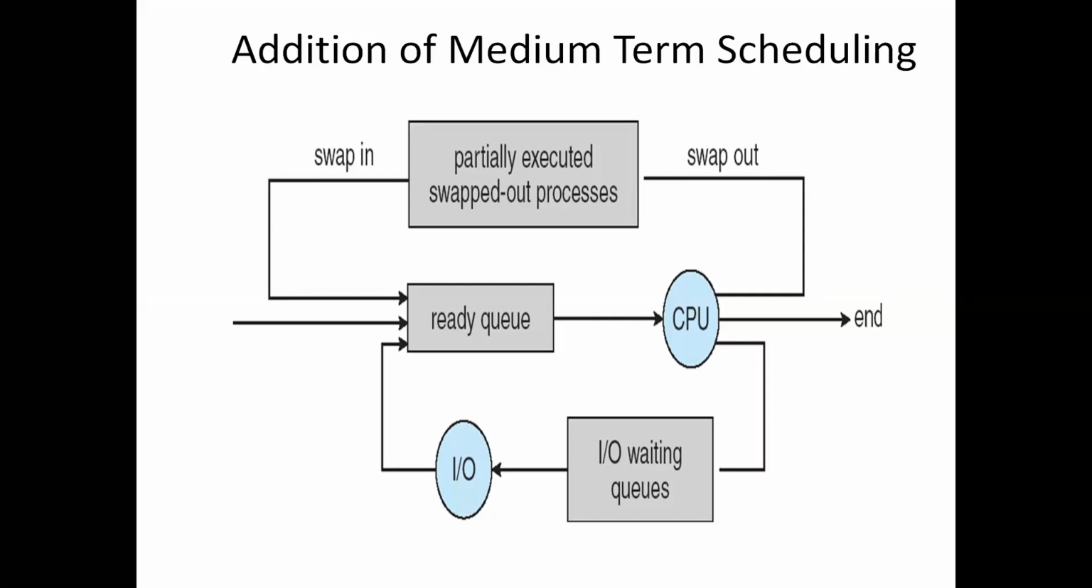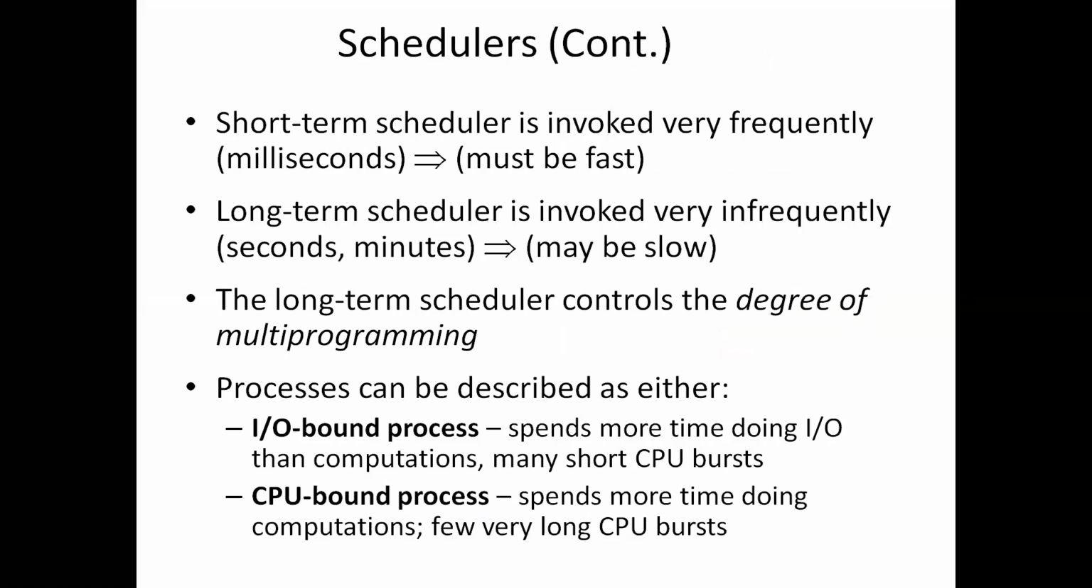So by using this medium-term scheduling, we can remove a process from the main memory, and later we can swap it into the main memory again. That time, the process will execute from where it stopped its execution. From there, execution will start and it completes its execution. Okay, this is about the different schedulers.